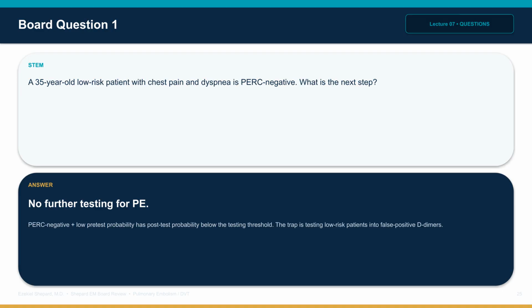Question 1. A low-risk 35-year-old patient with chest pain and dyspnea is PERC negative. What is the next step? The answer is no further testing for PE is needed. PERC negative low-risk patients have a post-test probability below the testing threshold. The board trap is testing low-risk patients into false positive results.